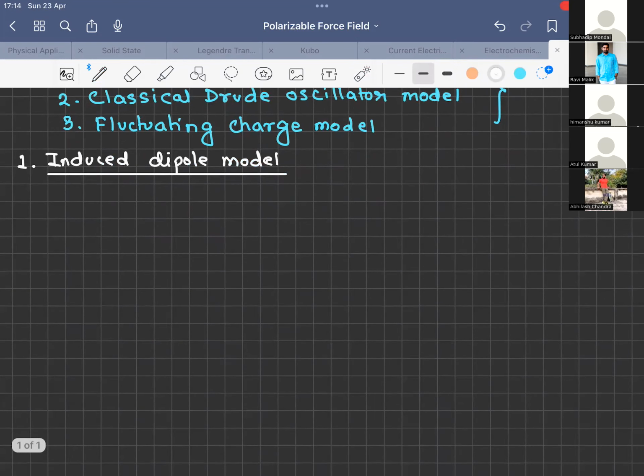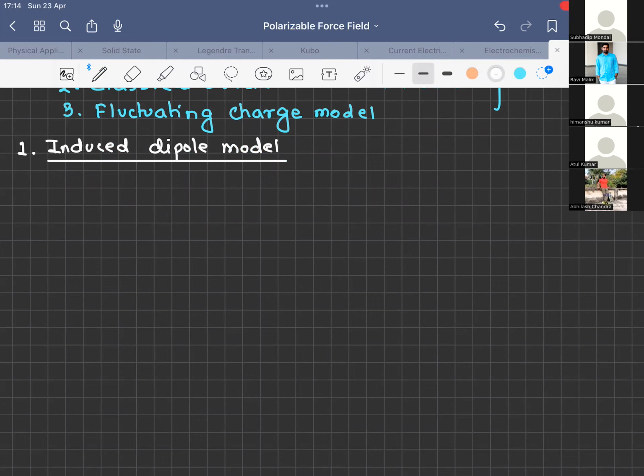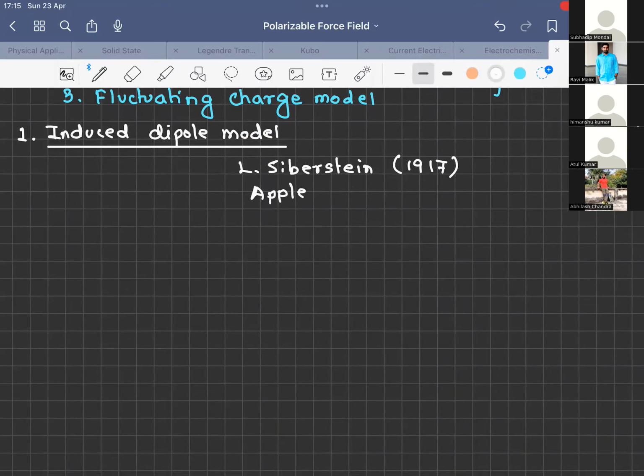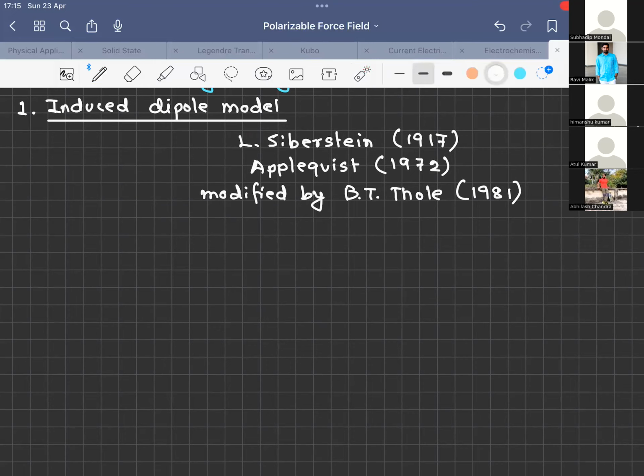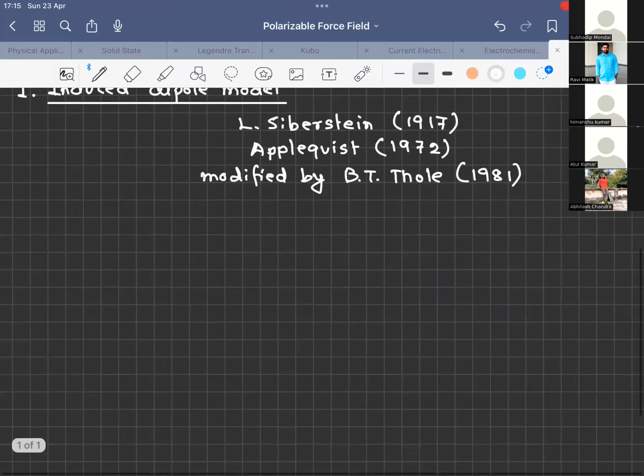This type of model was first encountered by Professor Silberstein in 1917, and later by Professor Applequist, then modified by Thole. I'll discuss how the induced dipole model works. If you have any question, you can ask. If I'm saying anything wrongly, Vamshi or others can correct me.